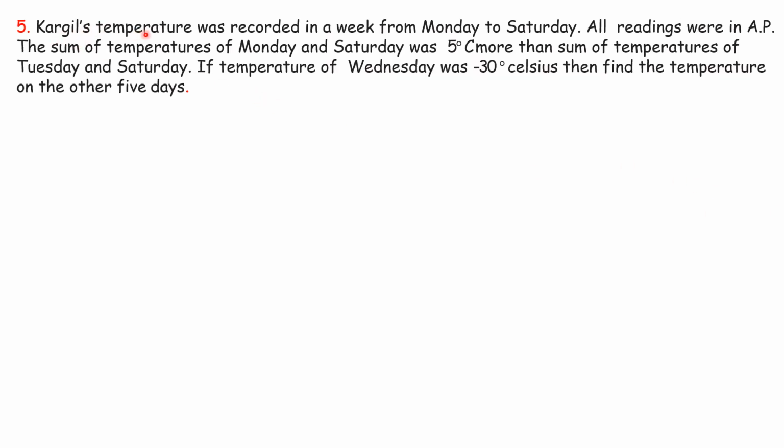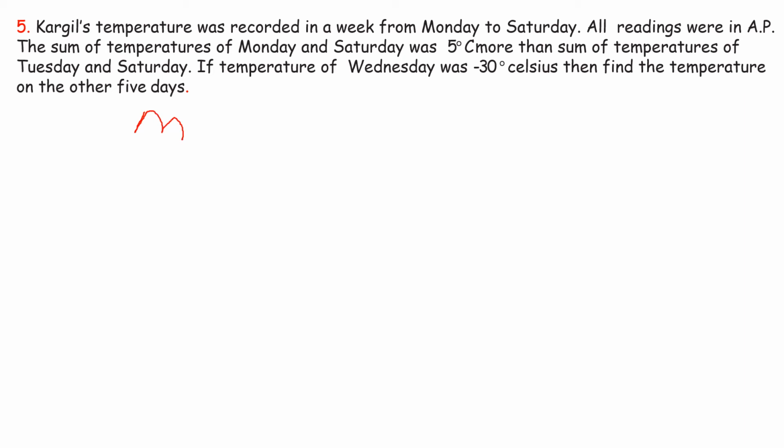Fifth example. Kargil temperature was recorded in a week from Monday to Saturday, all readings were in an AP, means common difference is same. The sum of the temperature on Monday and Saturday was 5 degrees Celsius more than the sum of the temperature of Tuesday and Saturday. If the temperature on Wednesday is minus 30 degrees Celsius, then find the temperature on the other 5 days. This is an AP. There are 6 terms. So, how to write the terms?